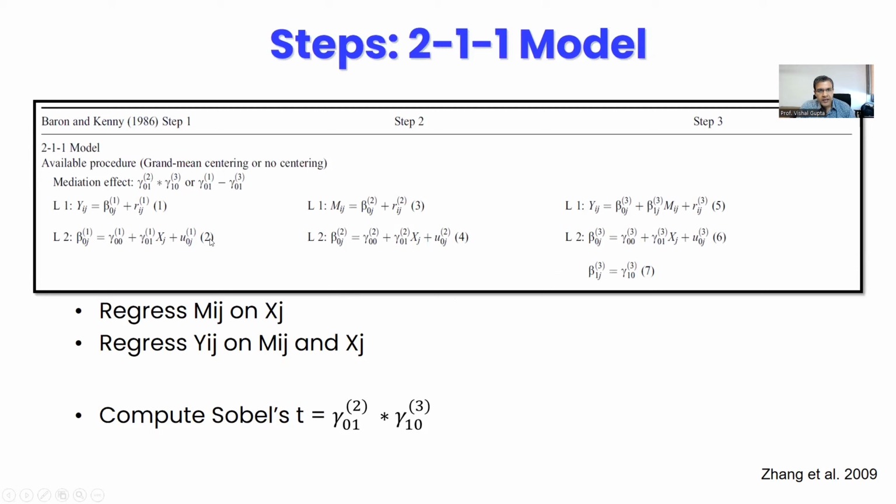So what were the Barron and Kenny steps? We regressed Y on X, so you got the full effect, which was gamma 0,1,1. Then we regressed Mij on Xj, and so you get the a, which is gamma 0,1,2 superscript 2. And then we regress Yij on both Mij as well as Xj, so you get gamma 1,0 as the coefficient associated with Mij. In the normal run, we would have multiplied gamma 0,1 superscript 2 with gamma 1,0 superscript 3. That is the mediation effect, the indirect effect.